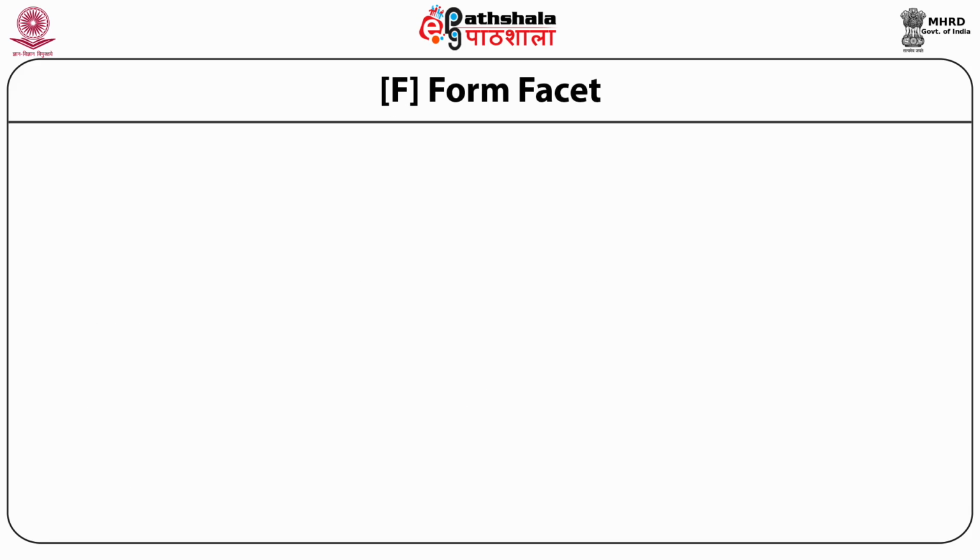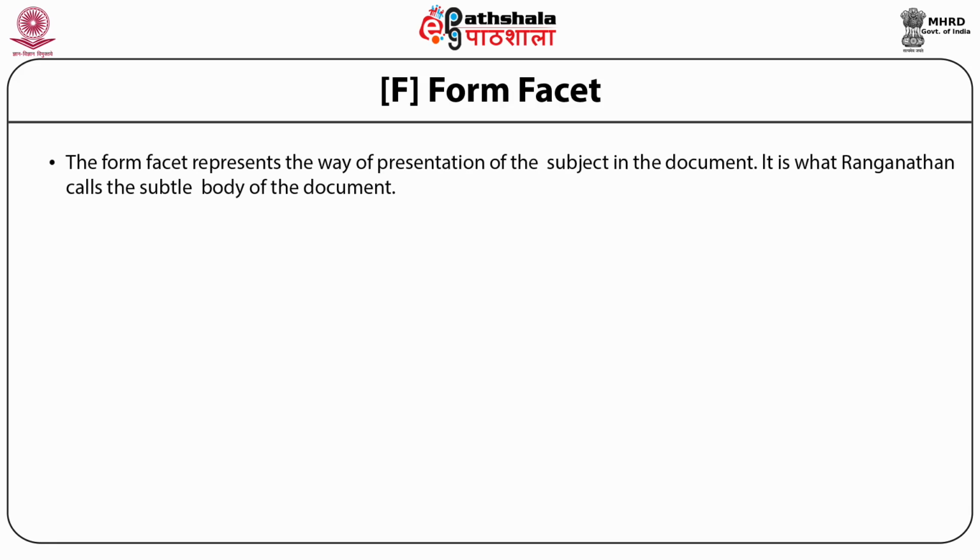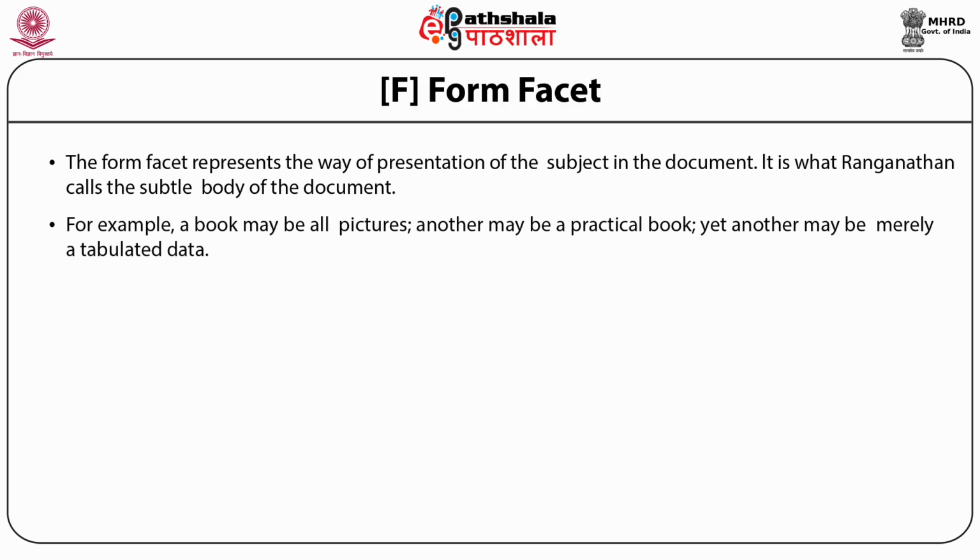Form facet. The second facet in the long facet formula is F, the form facet. It represents the way of presentation of the subject in the document. It is what Ranganathan calls the subtle body of the document. For example, a book may be all in pictures, another may be a practical book, yet another may be merely tabulated data.